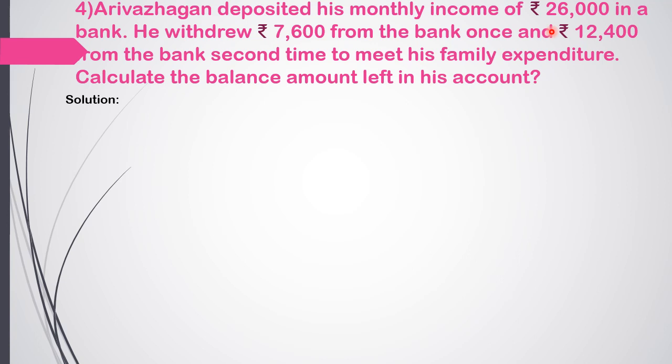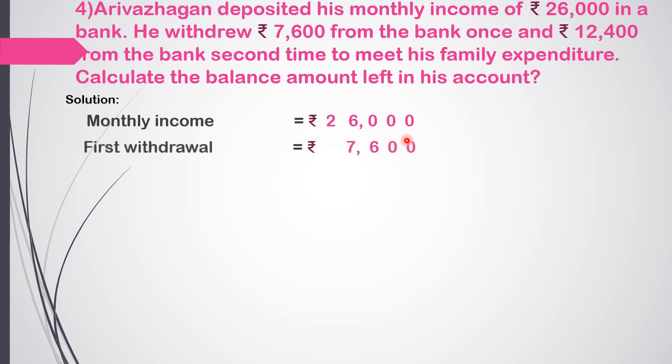So solution. The monthly income of Arivalagan is rupees 26,000. Then the first withdrawal is rupees 7,600. Write according to their place values. Now we are going to find out the balance amount, the balance after the first withdrawal.